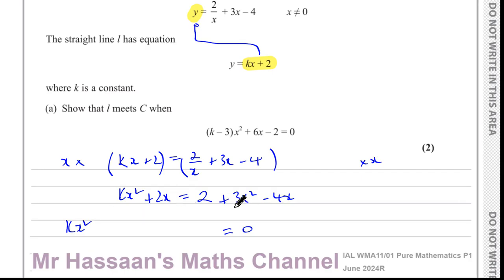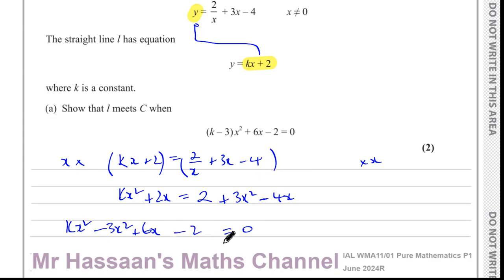You can't just, what you do to one side, you do to the other. So you subtract 3x squared from this side, you must subtract it from this side as well. You want to get rid of the 4x, it's a negative 4x. You want to add it to both sides. You're going to have 2x plus 4x, which is 6x, and here you've got this 2. You want to get rid of the 2. You've got to subtract 2 from both sides.